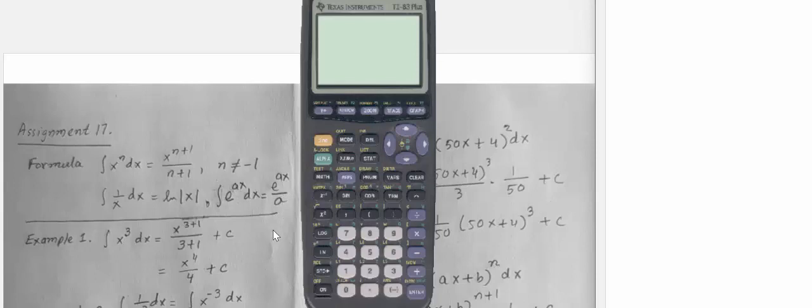All right, so let me look at example 1. We have x to the 3. We add 1 to it. So that exponent again goes in the denominator. That gives you x to the 4 over 4, and always add the integral constant.